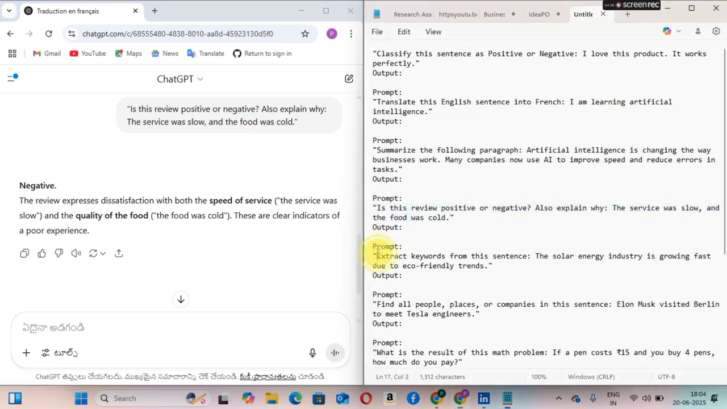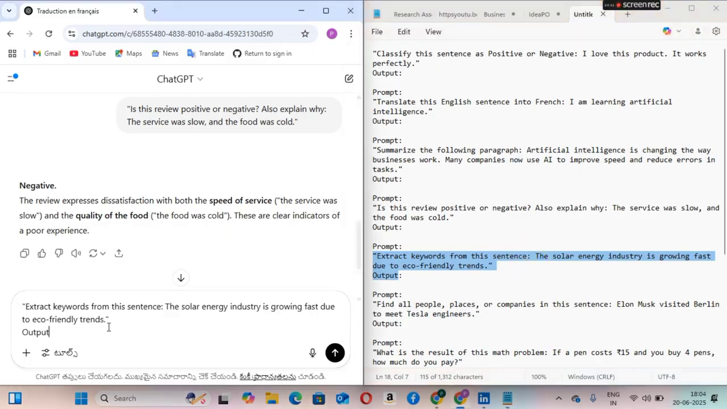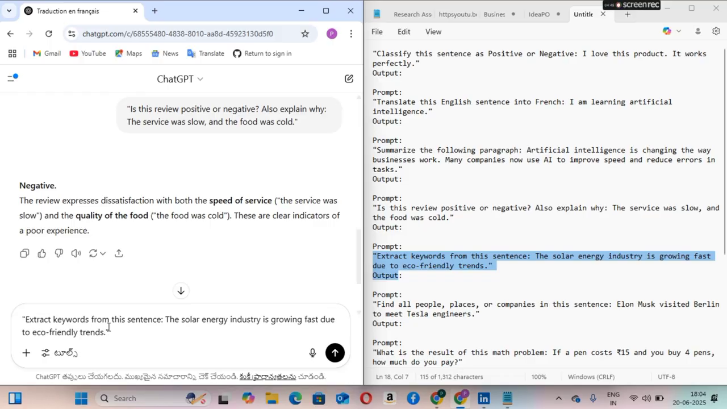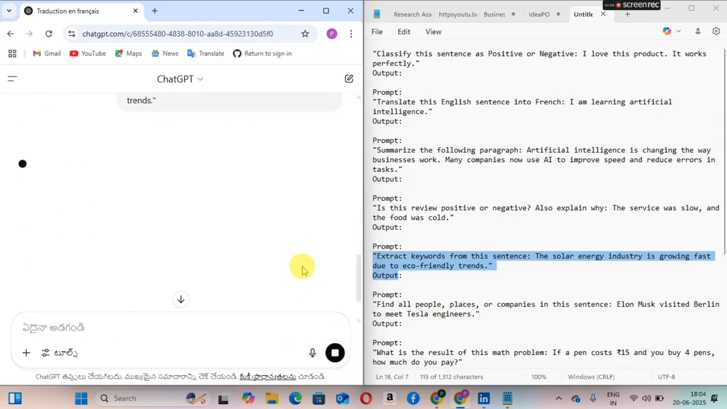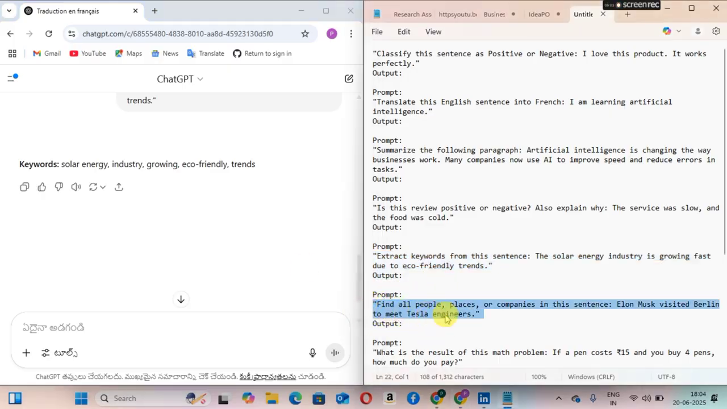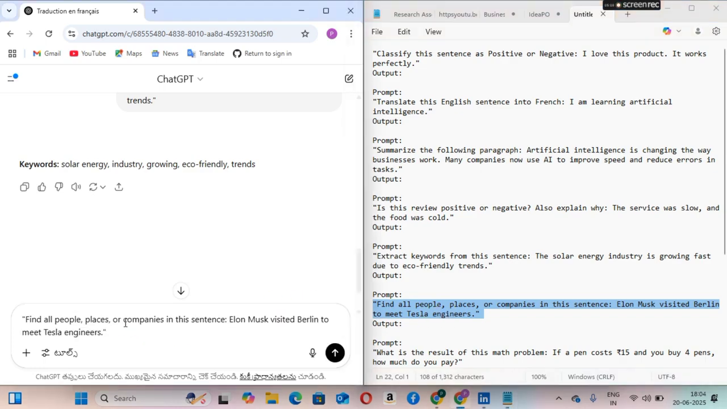Now let's see how to do keyword extraction using zero shot prompting. So this is helpful for finding main points in a sentence. So now let's consider a prompt: extract keywords from this sentence. The solar energy industry is growing fast due to eco-friendly trends. So if you hit enter, we get this output. So actually the model picked up the important words from the sentence like solar energy, industry, eco-friendly trends. So actually these keywords capture the main ideas. And again we gave no example here, that's why it's zero shot, but it's still effective.